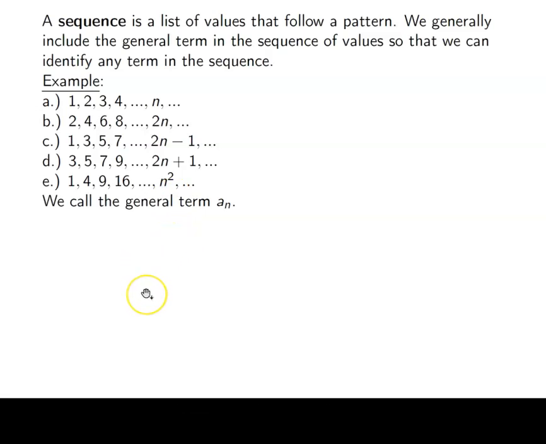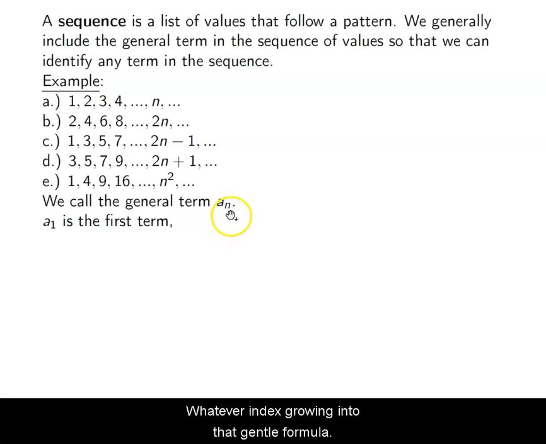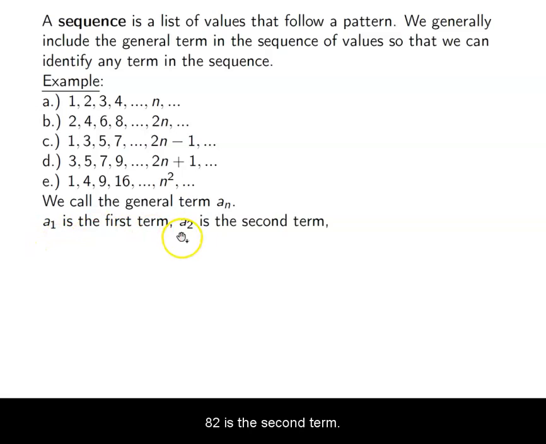I can do any sort of operation to get a sequence of numbers here. Okay. The general term we call a sub n. That's our general term. Because any nth term is found by just plugging in whatever index we're on into that general formula. Okay. The first term is the a1 term, right? Because n would be 1. a2 is the second term, etc., etc. It always follows this notation, right? This is the standard for a sequence.